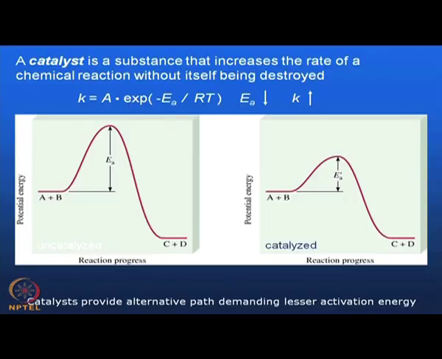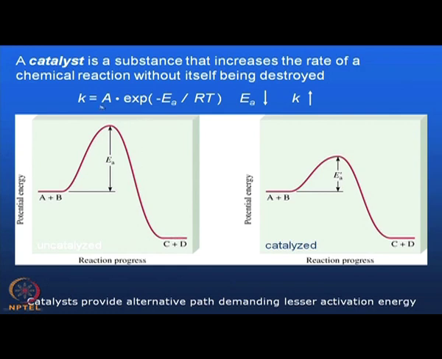Now, what is a catalyst? A catalyst is a substance that increases the rate of a chemical reaction without itself being destroyed or used up. In this particular discussion, we are not taking up catalyst in detail, but we just try to understand the basic idea of what a catalyst does for a chemical reaction.